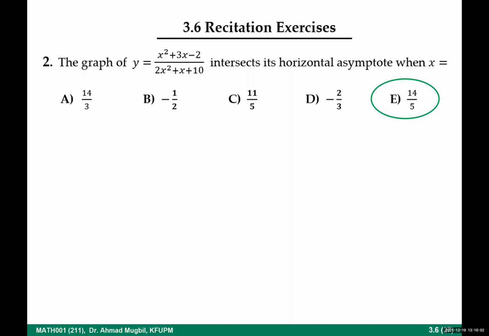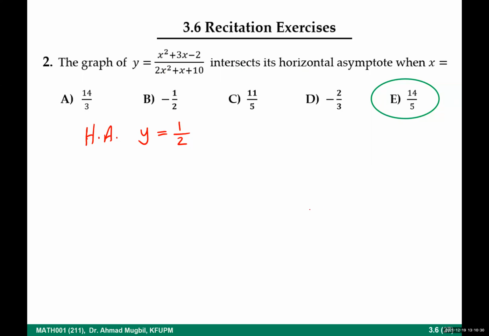What you need to do, guys, first of all, is find the horizontal asymptote. What is it? y equals... we have the degrees are the same. The degrees of the numerator and the denominator are the same, so it will be the leading coefficient over the leading coefficient. So it will be 1 over 2. This is the horizontal asymptote. Now he asks where the graph of this function intersects its horizontal asymptote.